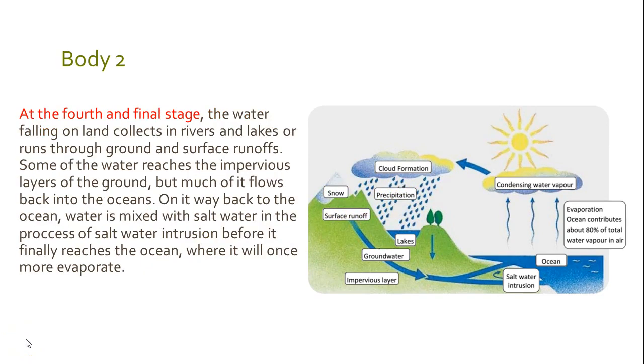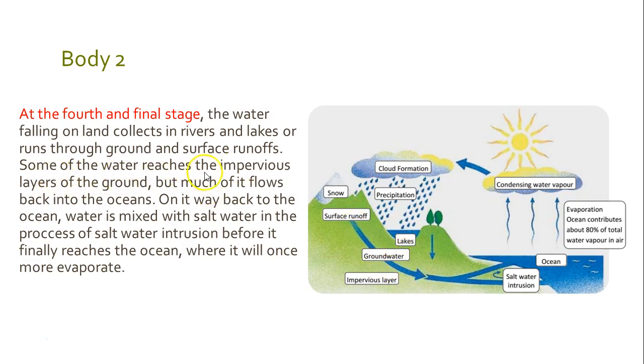In body paragraph 2, I'm going to talk about the 4th and final stage. At the 4th and final stage, the water falling on land, what happens to it? Collects in rivers and lakes. Even if you don't see rivers there, it's safe to assume that it's either lakes or rivers or both. Or runs through ground and surface runoffs. So surface runoffs or the ground, soil, right?